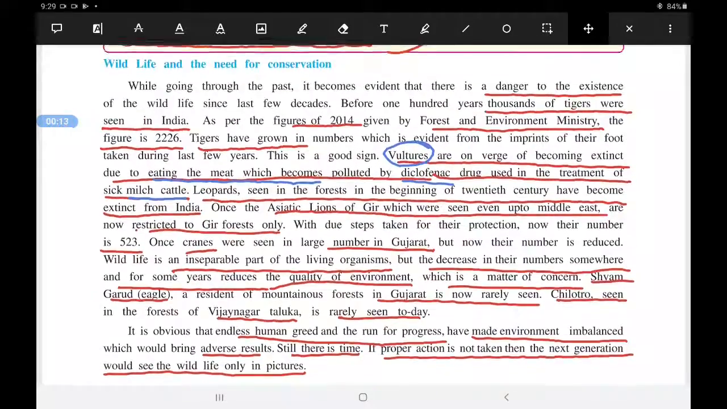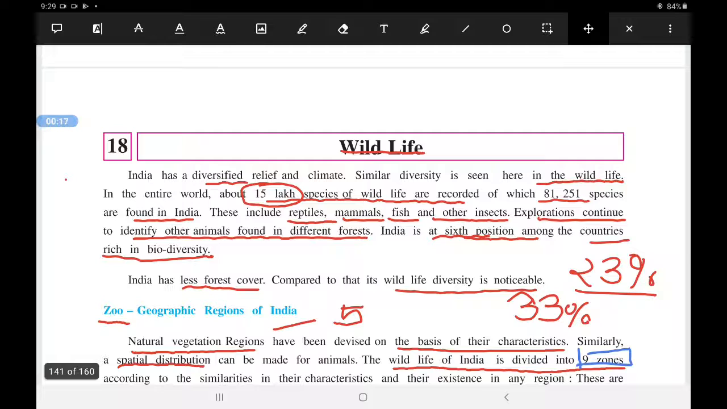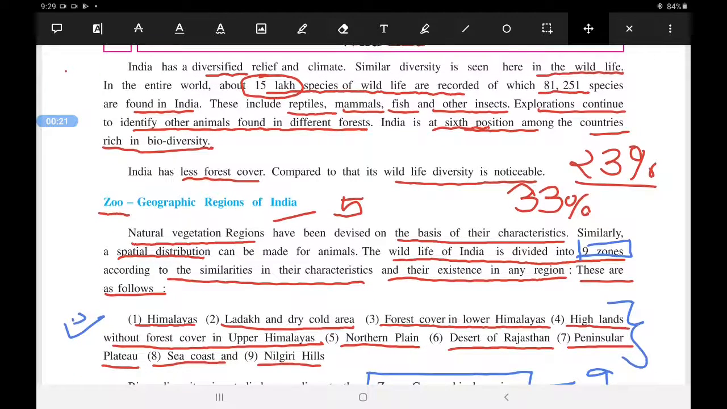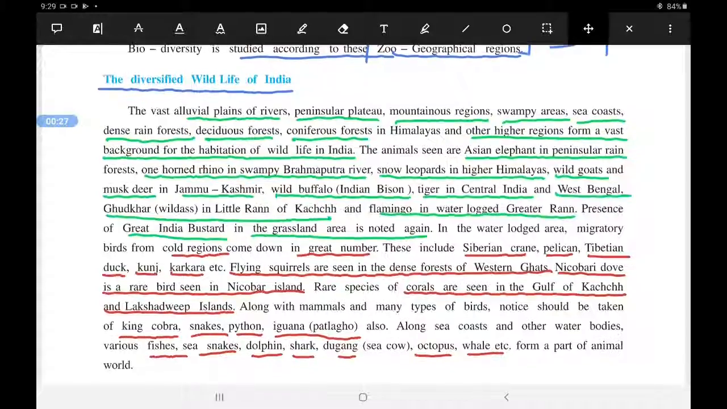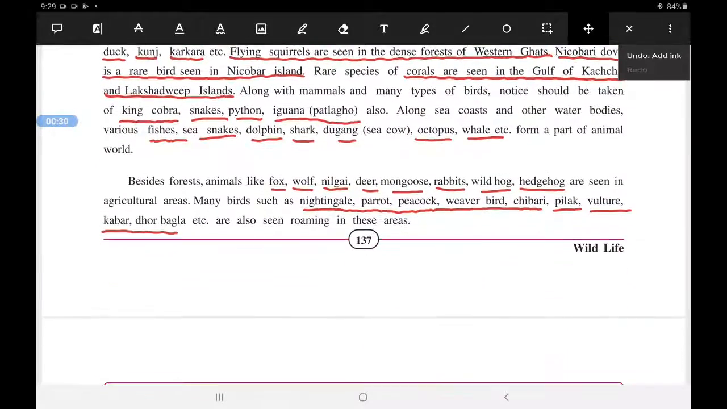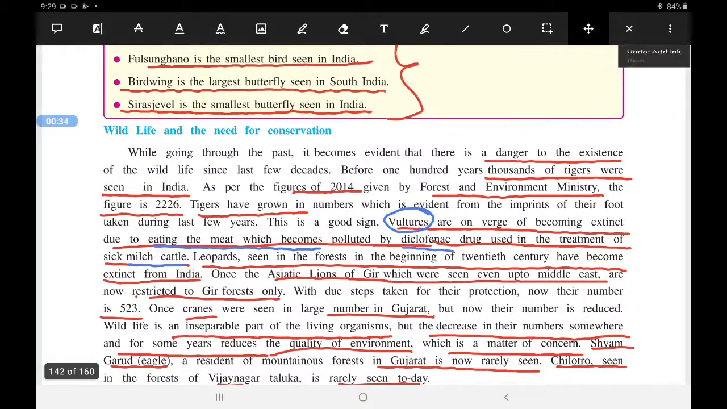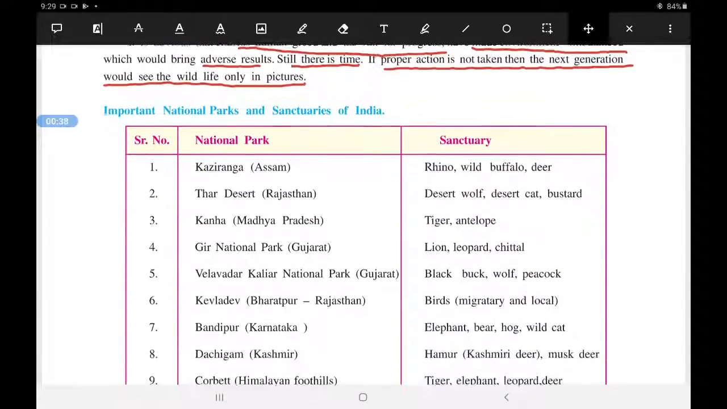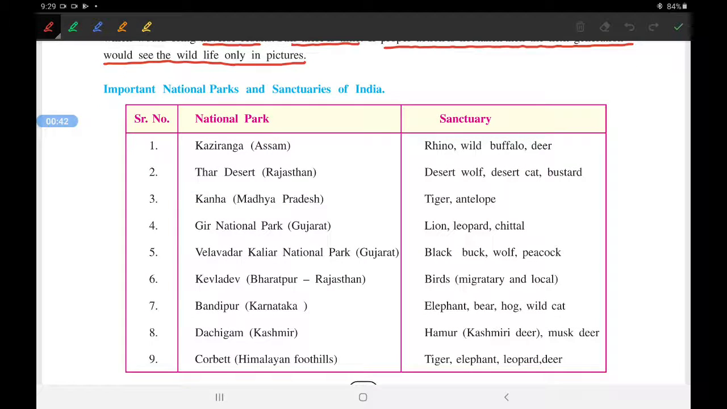In the previous video lecture, we had seen about wildlife. What is wildlife? Then zoogeographical regions of India. There were 9 zoogeographical regions in India. We also studied the diversified wildlife of India, and we saw about wildlife and the need to conserve it. Today we will see the important national parks and sanctuaries of India.